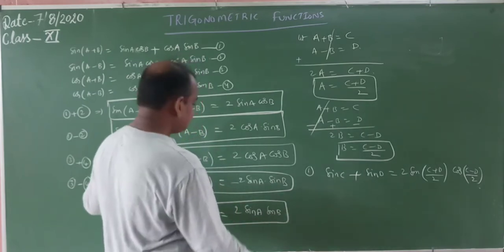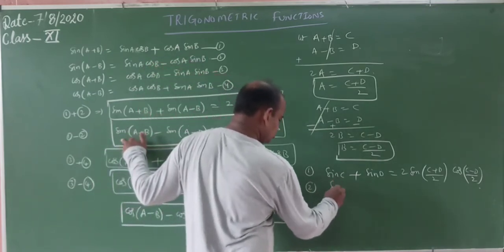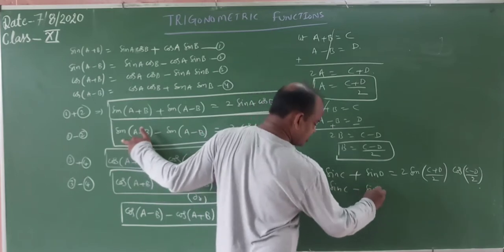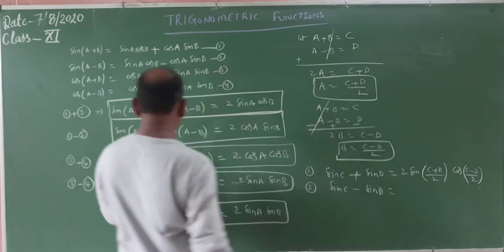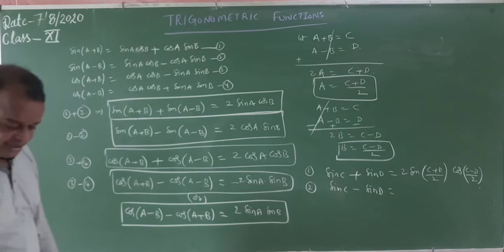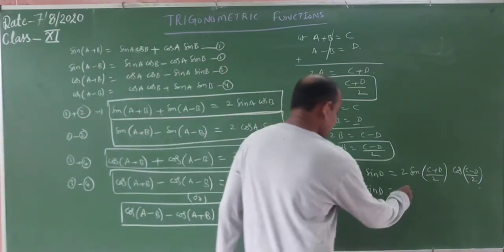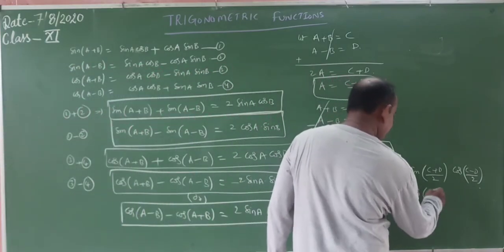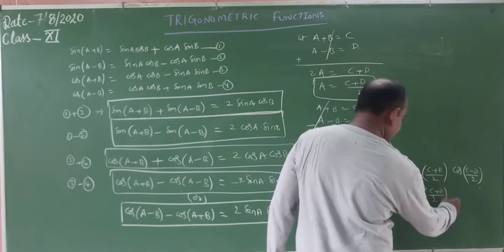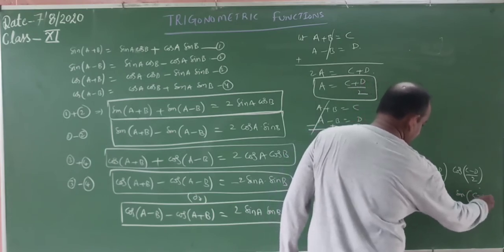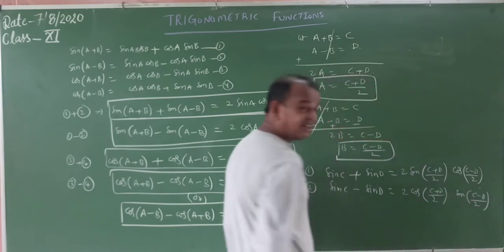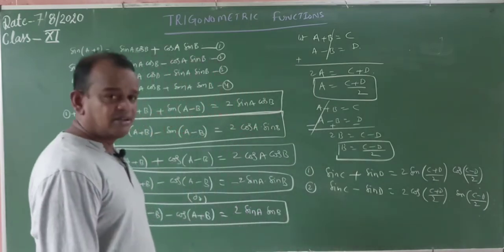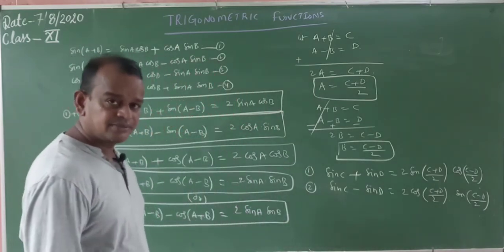Now, second formula, sin C minus sin D. Substitute those values in these equations. Sin C minus sin D is equal to 2 cos((C+D)/2) sin((C-D)/2). Understood or not? Yes, I think everyone is clear. Okay.